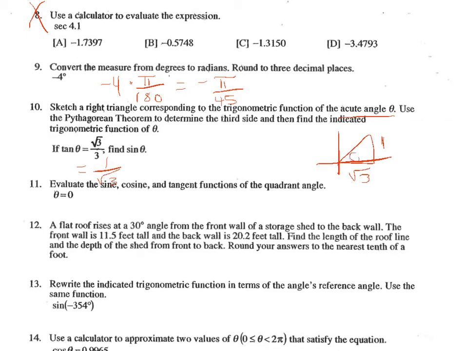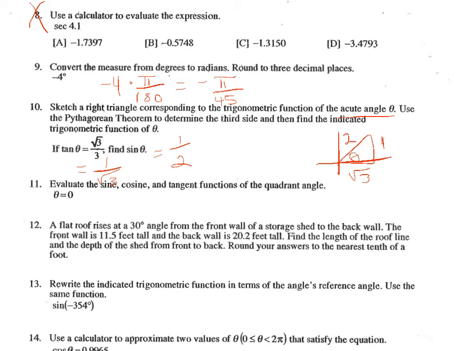And now I want to find the sine of theta. So since this is a triangle where we have 1 and √3, we know the hypotenuse is 2. So the sine of theta would equal 1/2, opposite over hypotenuse.